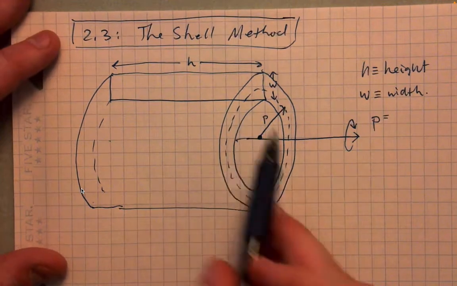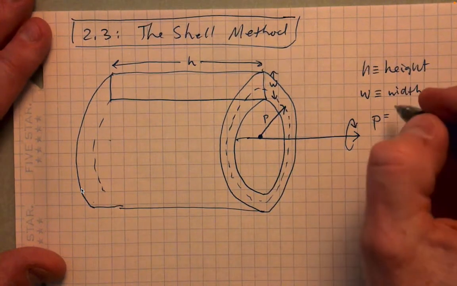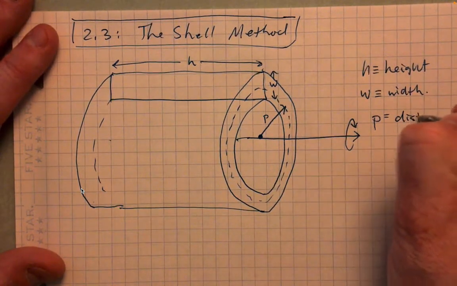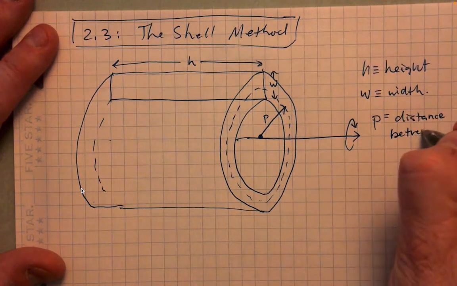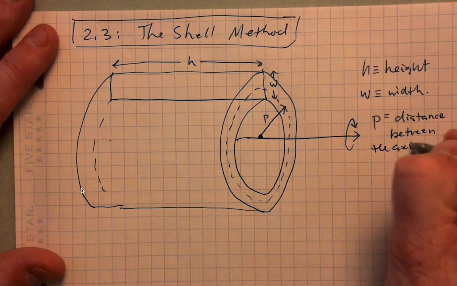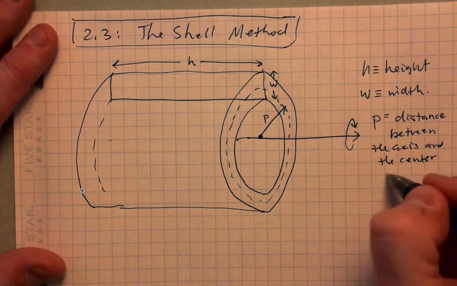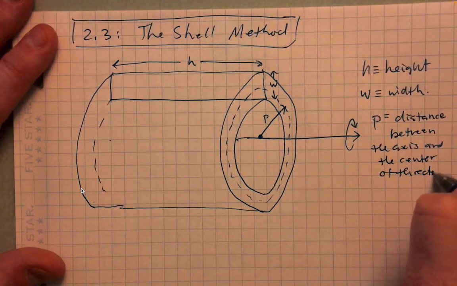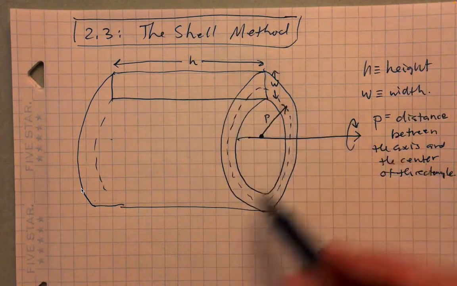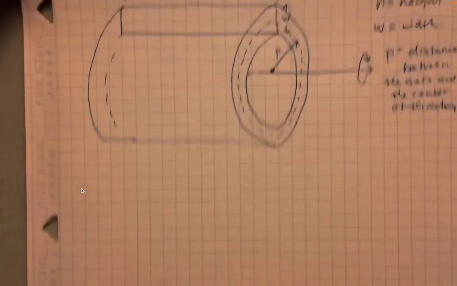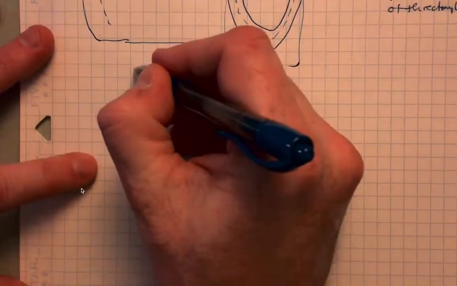Let's take this face of it here and break it down. Let me write this in here. So p would be the distance between the axis and the center of the rectangle. Hopefully we can see that. Now let's take this same picture and reorient this face so that it's in front of us here.